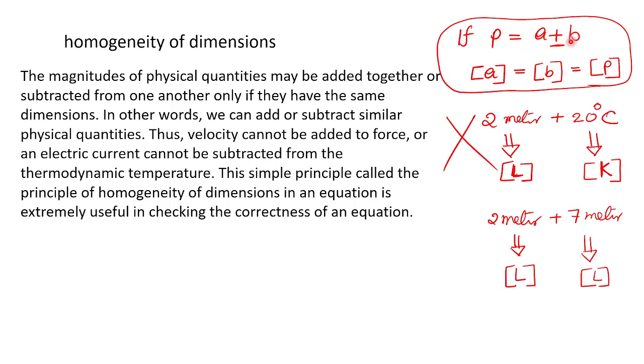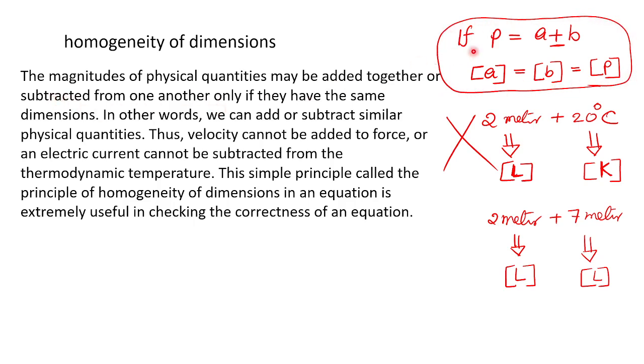Suppose I have a formula that P equal to A plus B or P equal to A minus B. What we can say? Dimensions of A equal to dimensions of B equal to dimensions of P. Because 2 meter plus 7 meter is 9 meter, and 9 meter is also L, length. So this is a standard result you have to memorize.